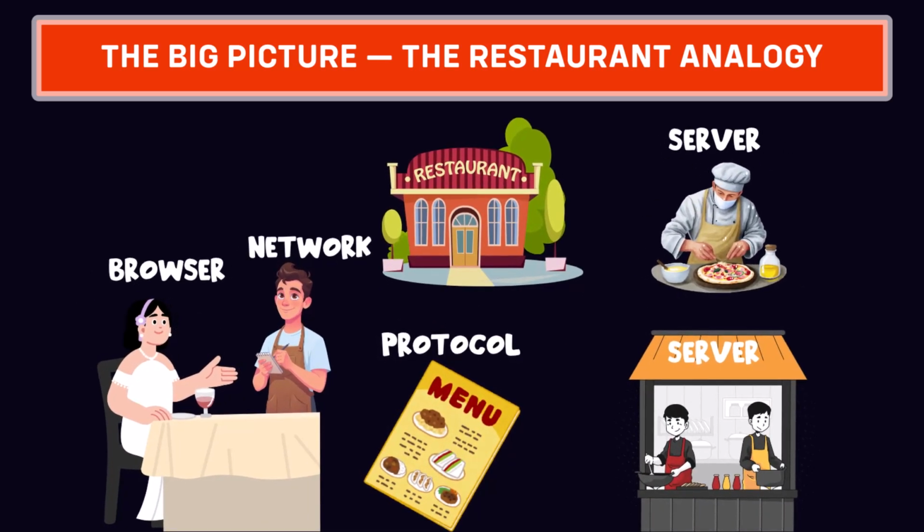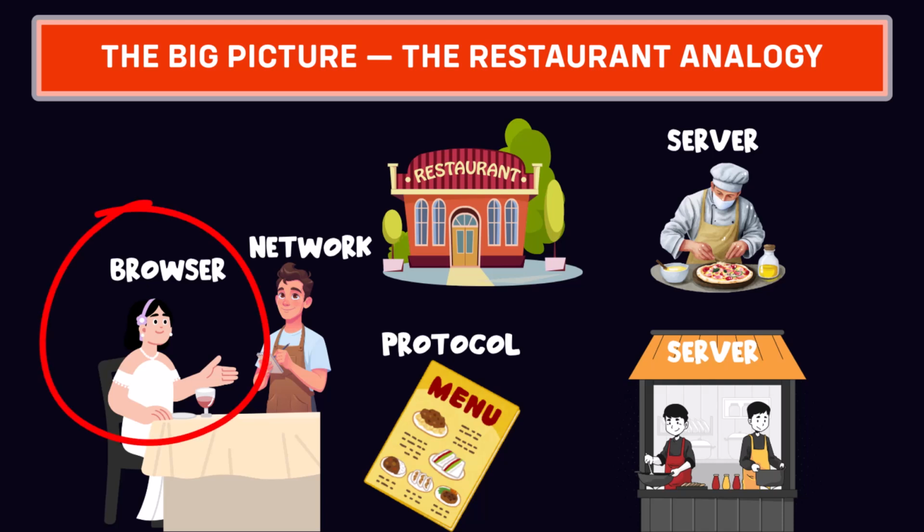Let's start with the big picture, the restaurant analogy. Before we dive into technical terms, let me give you a mental model that will make everything click. Think of the internet like a restaurant. You sitting at the table are the client. You are the customer. You have a need. You are hungry. In internet terms, you are the browser or the app.